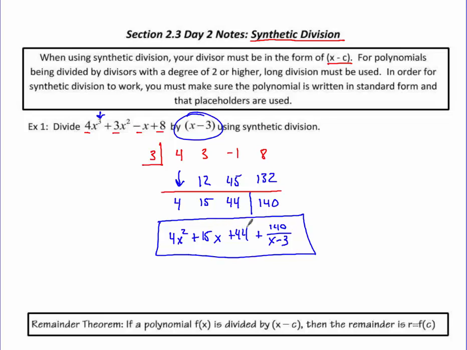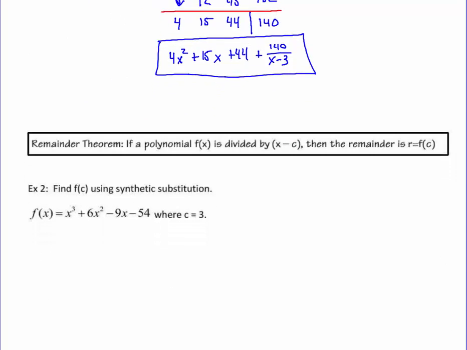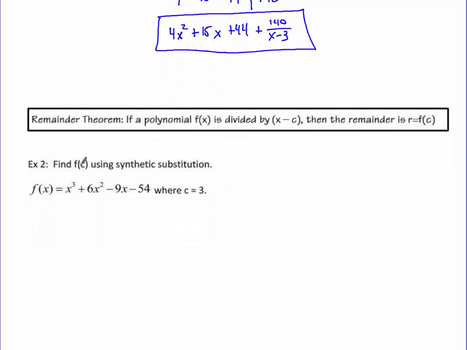So that's how we use synthetic division. Some people like it, it's a little faster, but it only works when your divisor is in the form x minus c. So let's scroll down a little bit and look at another example. So we're going to find f of c using synthetic division.